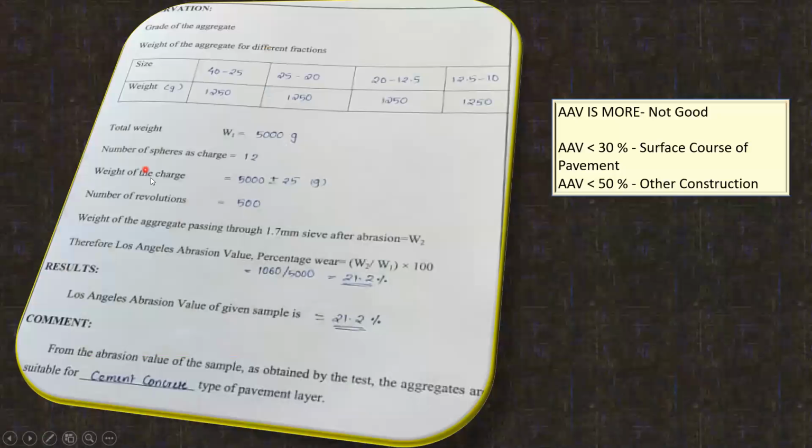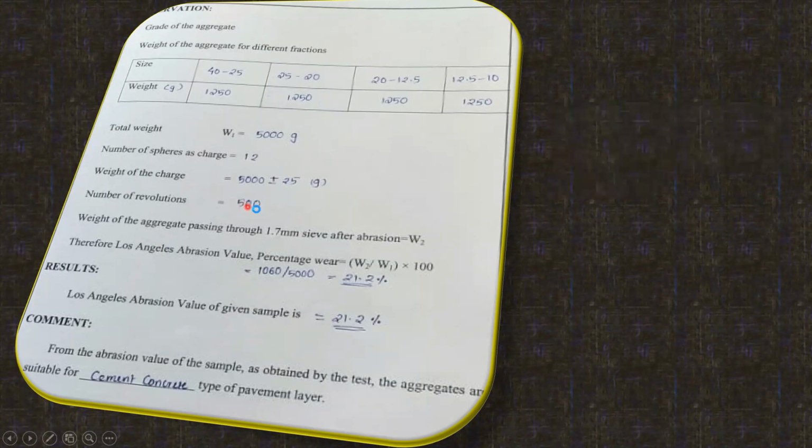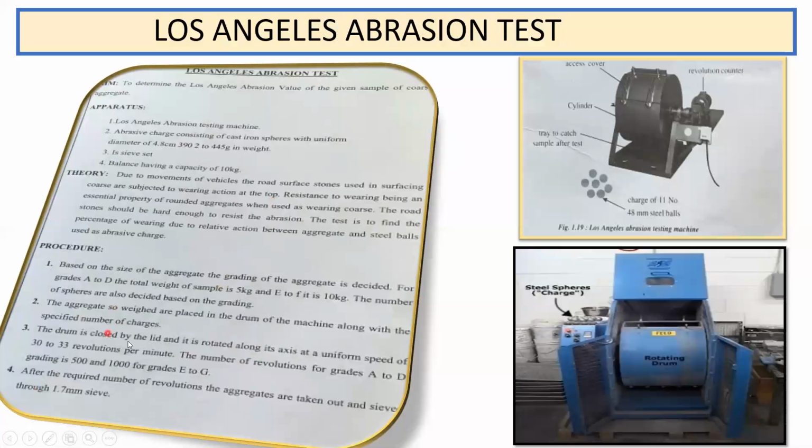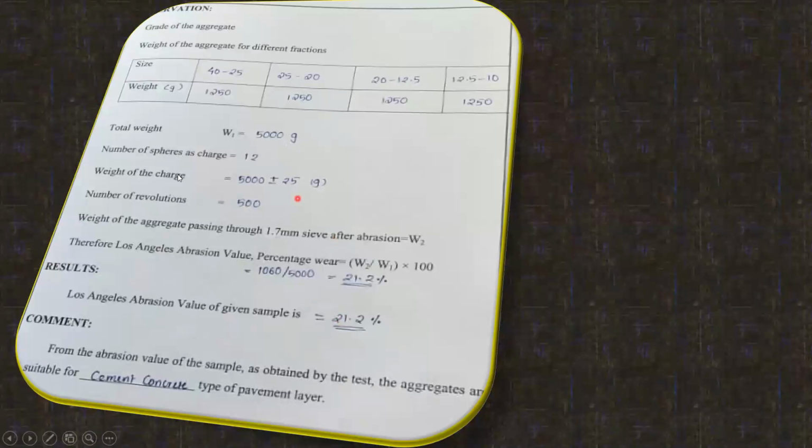And then the weight of the charge, we have seen, is 5000. The number of revolutions is 500. Why is it 500? Because if you go back, the number of revolutions for grades A to D is 500, and if your grading is between E to G, then you have to give 1000 revolutions. Since our grading is A, we are giving 500 revolutions here.